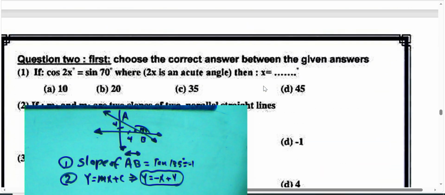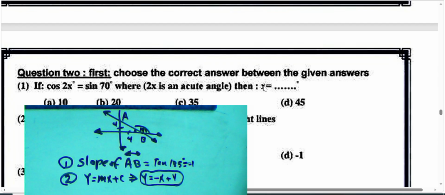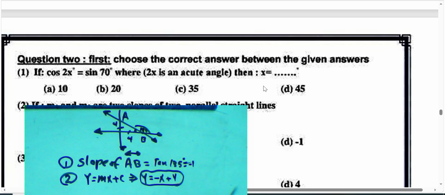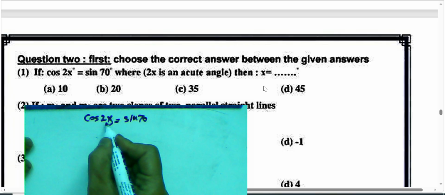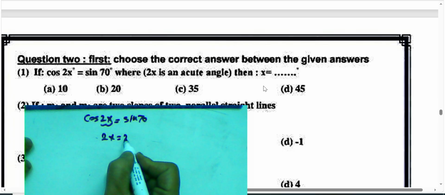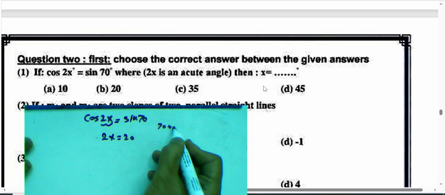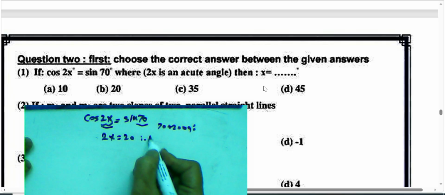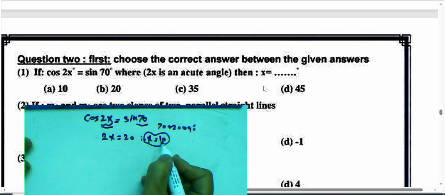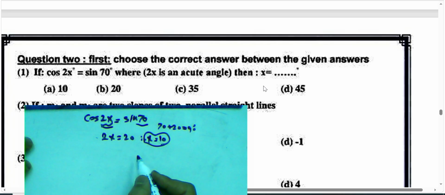Next question here. If cosine 2x equals sine 70, where 2x is an acute angle, then x equals, we know cosine 2x equals sine 70, then 2x will be what? Will be 20 because 70 plus 20 equals 90. We have complementary angles. Then the value of x equals 20 divided by 2 equals 10. The value of x here equals 10. Choose letter A. Okay.